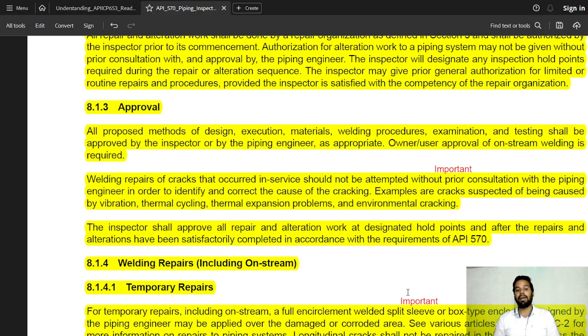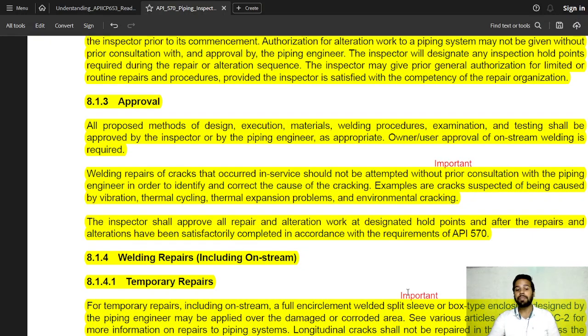Welding repairs of cracks that occur in service should not be attempted without prior consultation with the piping engineer in order to identify the correct cause of cracking. Examples are cracks suspected of being caused by vibration, thermal cycling, thermal expansion problems, and environmental cracking. The inspector shall approve all repair and alteration work at the designated hold points, and after the repairs and alteration have been satisfactorily completed in accordance with the requirements of 570.